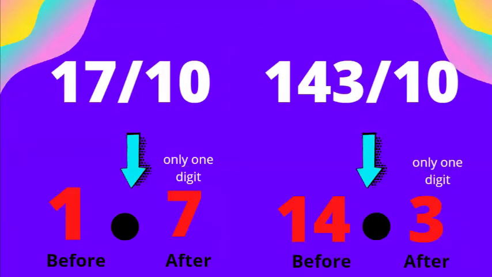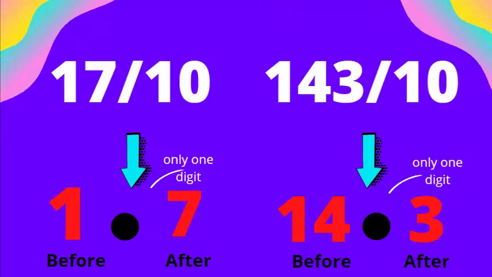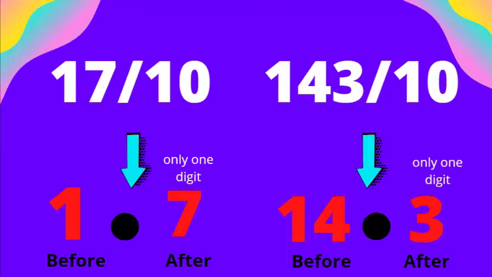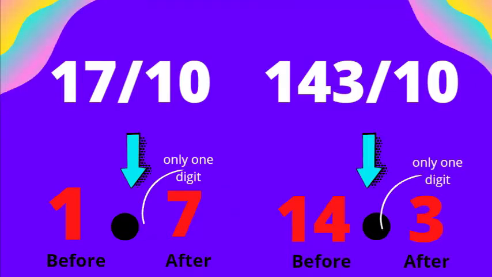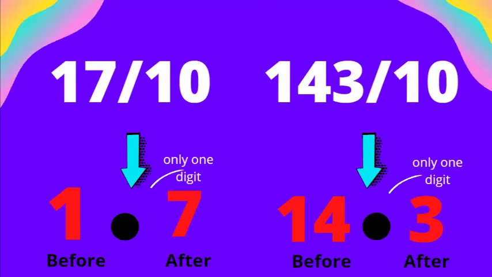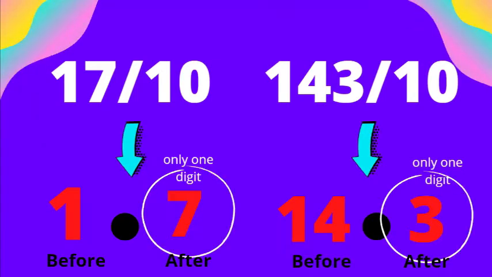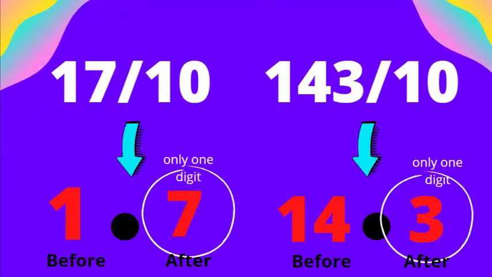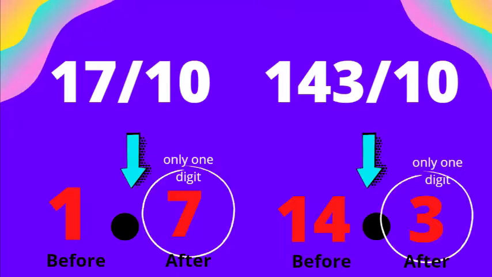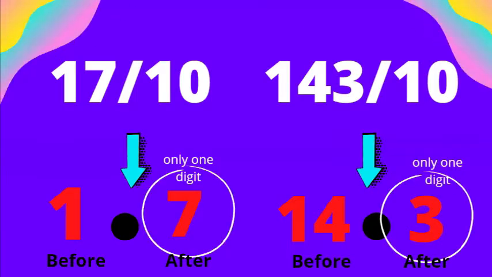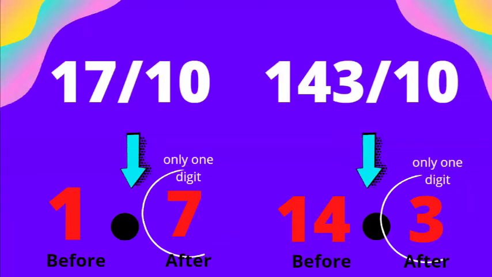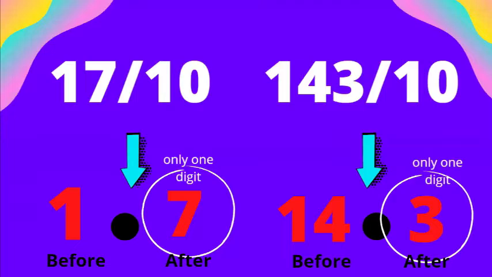But how about if we have 2 or more digits as the numerator? Example, 17/10 and 143/10. How can we convert them into decimal form? Just remember, since it is still in base 10, or has 10 as the denominator, we must always have one number after the dot. So 17/10 will be written as 1.7. See? We just have one number after the dot, only number 7. Then 143/10 will be equivalent to 14.3 in decimal form.